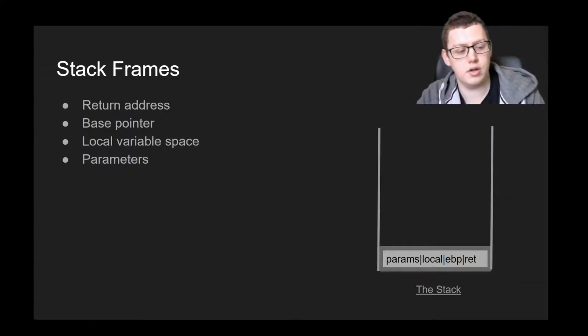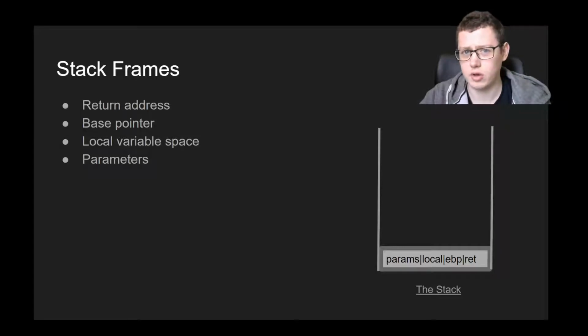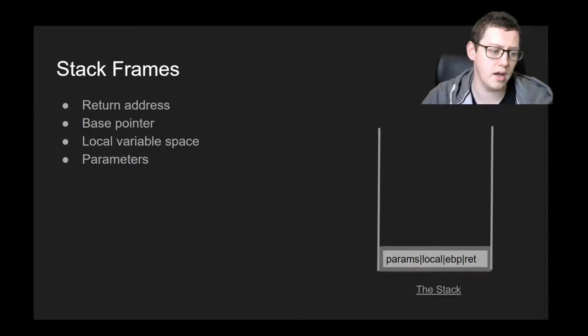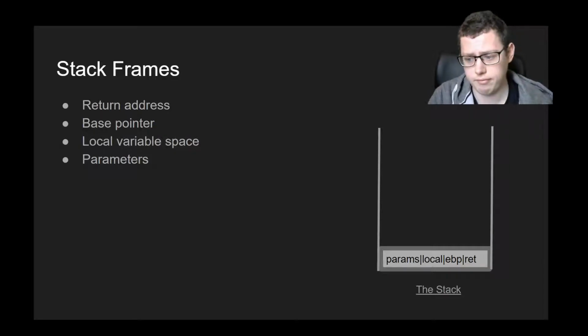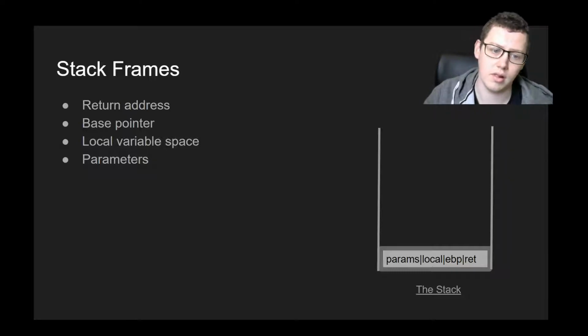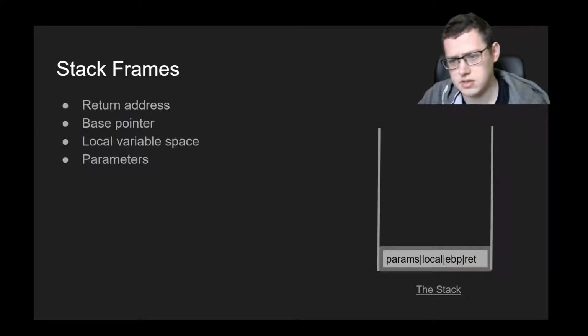After that, you push local variables. The space for local variables gets pushed to the stack, and then after that the parameters get pushed to the stack. The order that the parameters get pushed in usually is from right to left, so the furthest right parameter in your function call will get pushed first, and then one to the left, etc. This can vary based on the calling conventions.